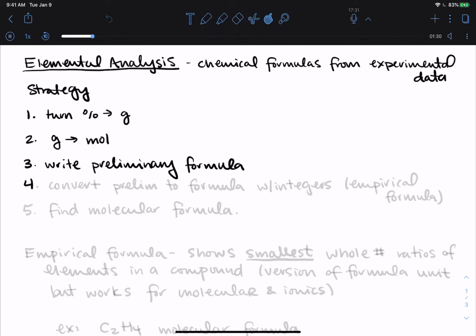Step four is going to be to convert our preliminary formula to a formula with integers as subscripts. And this is going to be something called the empirical formula. And then step five, you won't always be able to do, but if you have the molar mass, you can find the molecular formula.